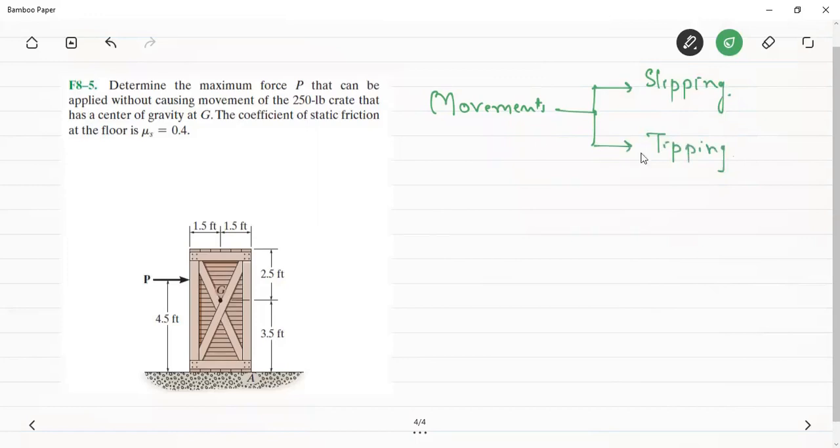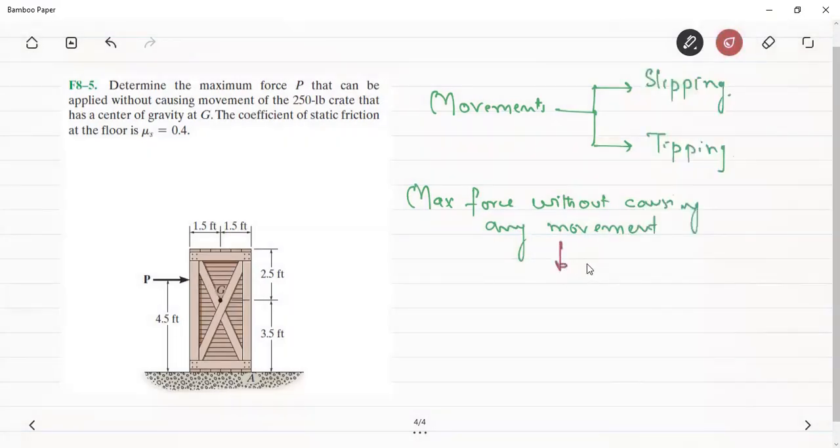And we have to find the maximum force without causing any movement. And sometimes it could be asked what is the minimum force to cause movement.